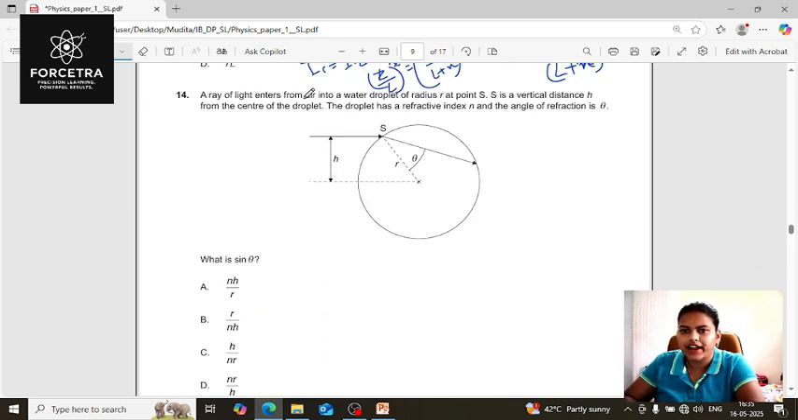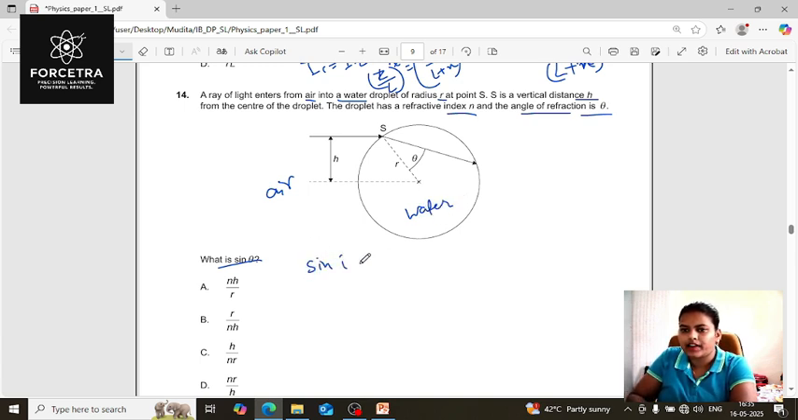A ray of light enters from air into a water droplet of radius r at a point S. S is the vertical distance h from the center of the droplet. The droplet has the refractive index n and has the angle of refraction as theta. So we have to find what is sine theta. So this is air and this is water. Let's apply Snell's law, which says that sine I of the incident ray is equal to n times, which is the refractive index where the light is entering, into sine r.